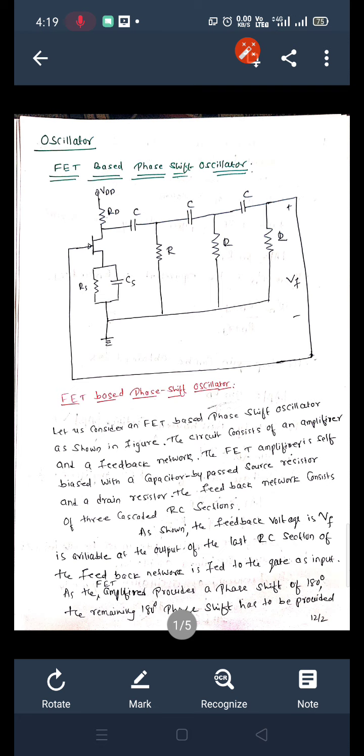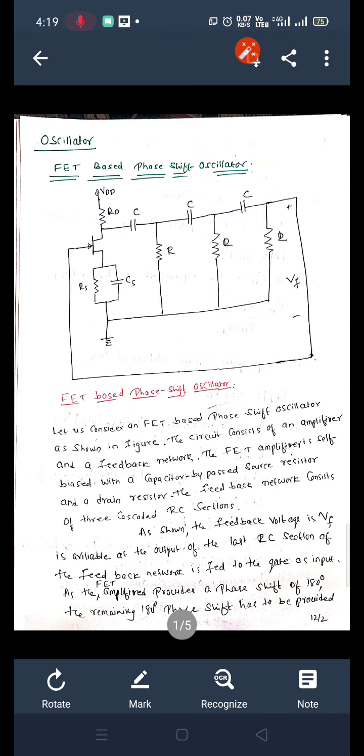In short, an oscillator is an amplifier which uses positive feedback and, without any external input signal, generates an output waveform at a desired frequency. So what it means is, it is an amplifier which uses positive feedback and without any external input signal generates an output waveform at a desired frequency. This is the definition of an oscillator, and I hope all of you know this, as you have already studied oscillators.